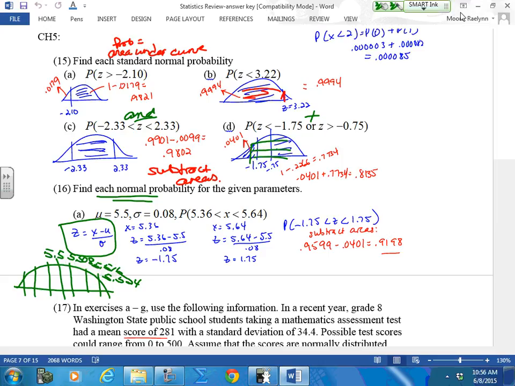So if I'm looking between 3.6 and 5.64, I know I'm out here somewhere, and I know I'm over here somewhere. I'm looking for a big chunk of area. It gives you a better feeling for what you're looking for. Find your z-scores. Subtract your z-scores.